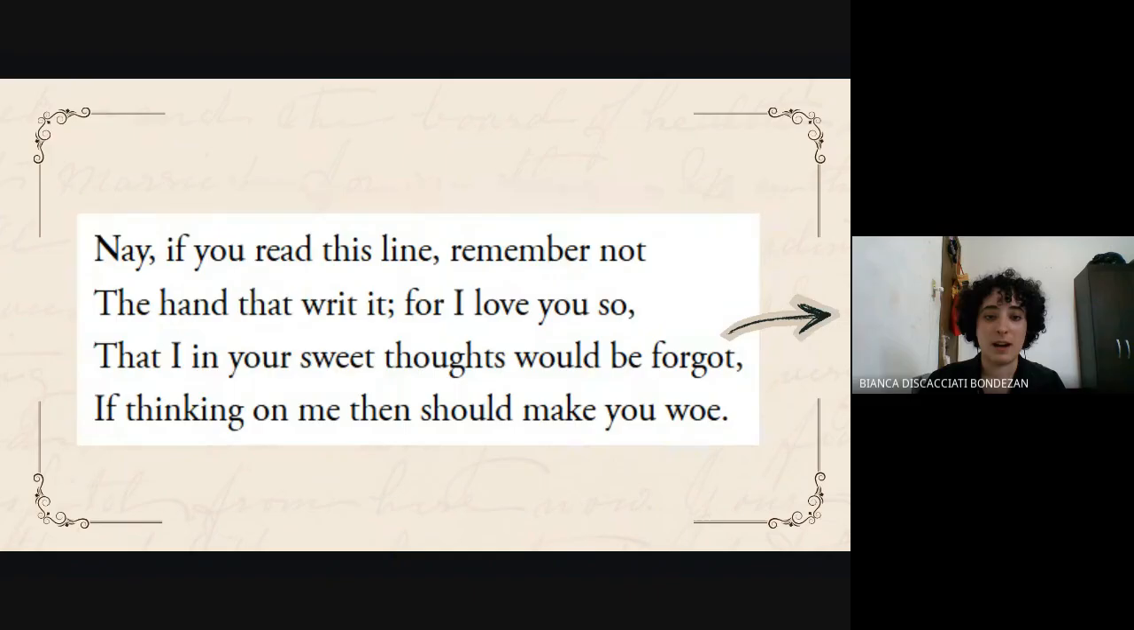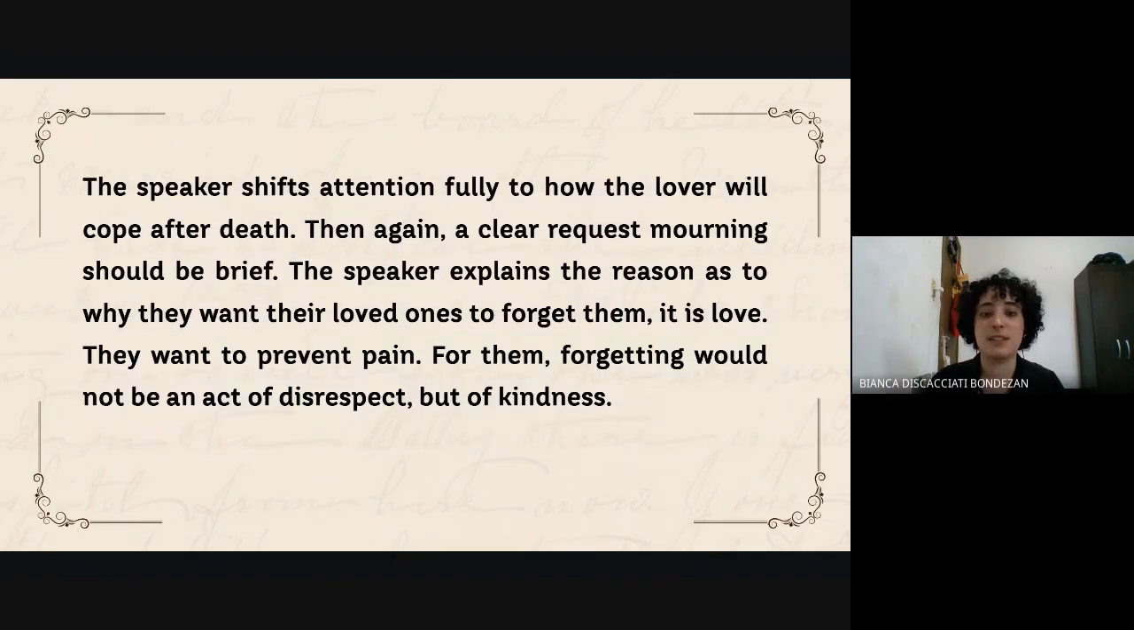quatrain. In the second one, the speaker shifts the attention to how the lover will feel after they die, and they make a request to that lover that mourning should be brief. It shouldn't last too long, because they love them so much and they don't want them to suffer. They want to prevent pain. So forgetting would be an act of kindness, not of disrespect.